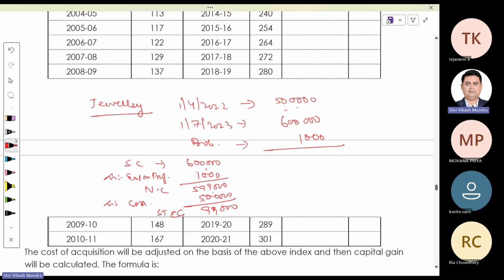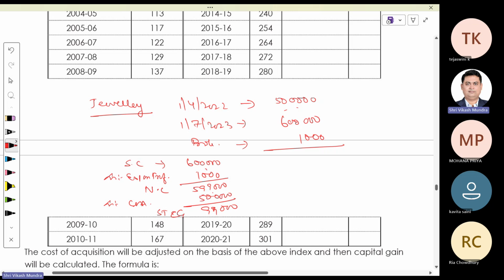This is the calculation we are required to do. We all know this calculation, one of the easiest calculations in income tax. We know how to compute short-term capital gain. Is it clear to all? Is it difficult? It is very simple to calculate short-term capital gain. Agree?